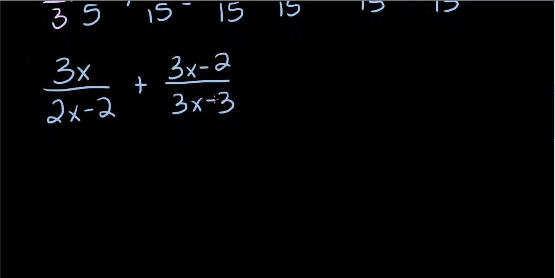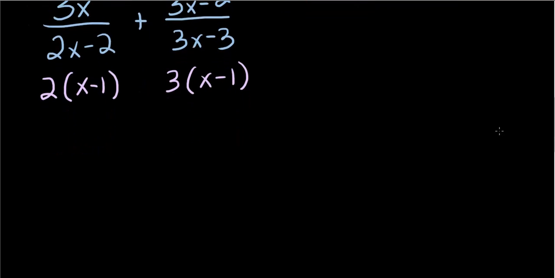We factor. That's the first thing we're going to do. So I'm going to factor 2x minus 2. The common factor amongst these two is 2. And then we have x minus 1. And then I'm going to factor this. It's going to be 3 times x minus 1.